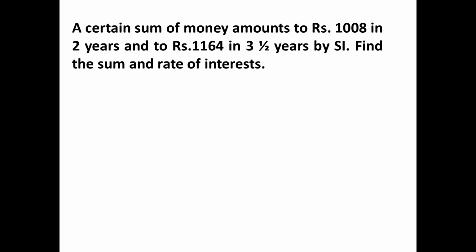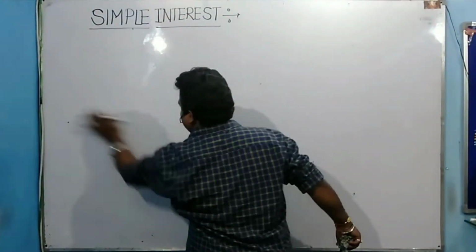A certain sum of money amounts to rupees 1008 in 2 years and to rupees 1164 in 3.5 years by simple interest. Find the sum and the rate of interest. इस क्वेश्चन में करना क्या है? Question, what is given to you?